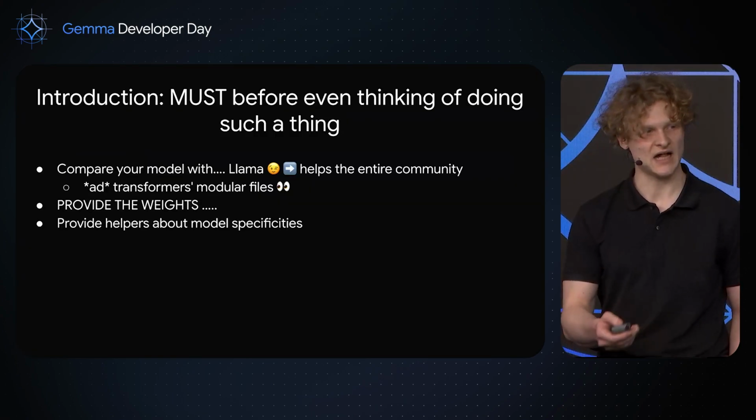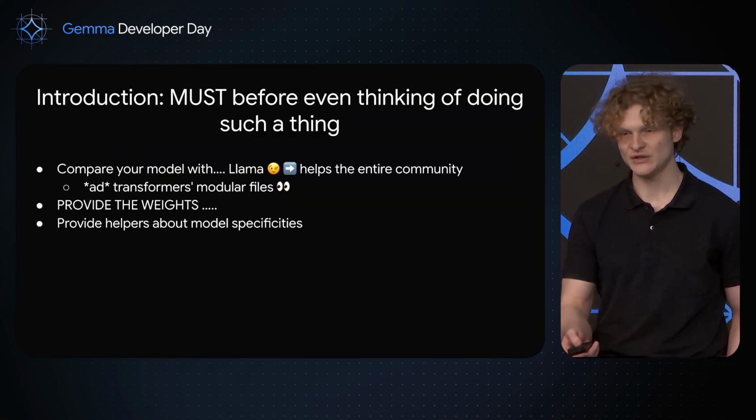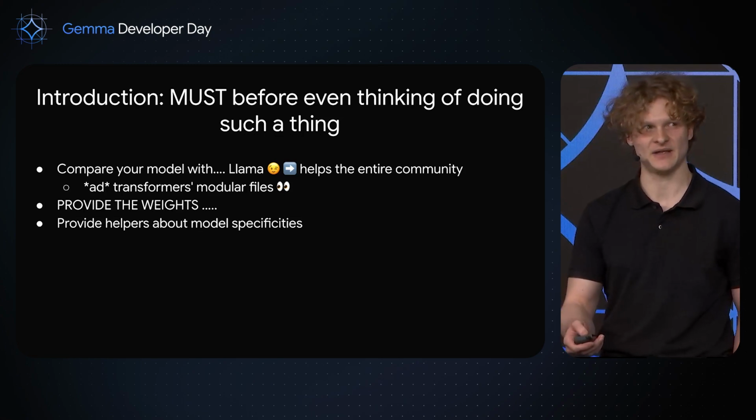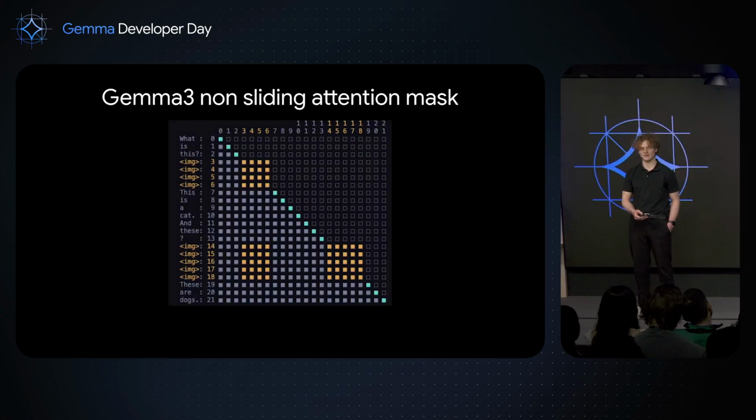Then it really helps when you have helpers to explain some things that can be very complicated. So for example, the attention mask is super important. And until a few days ago for the Gemma 3 integration, we had a few issues with the attention mask. And this stems from some complexities with the attention mask when you have image tokens and text tokens.